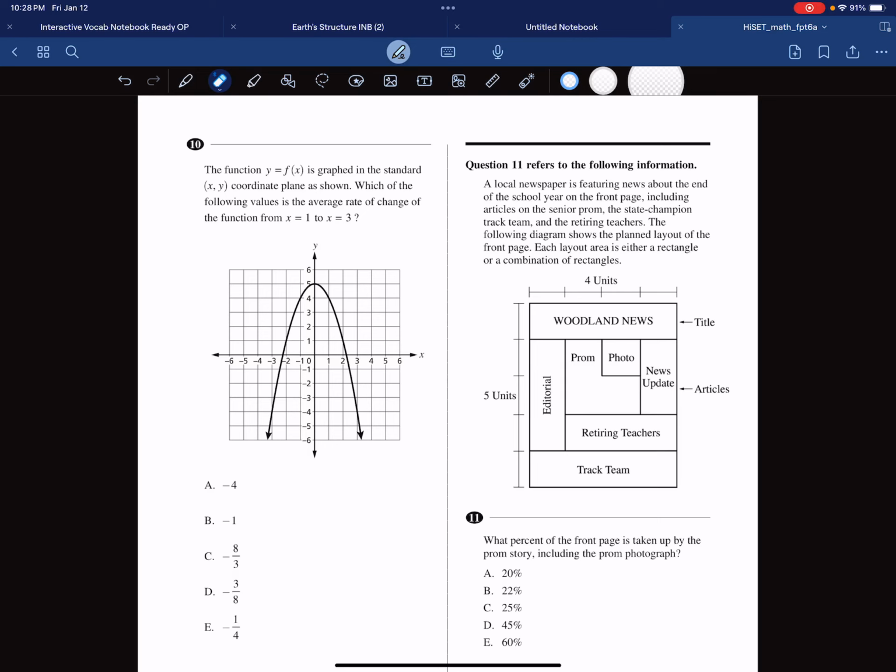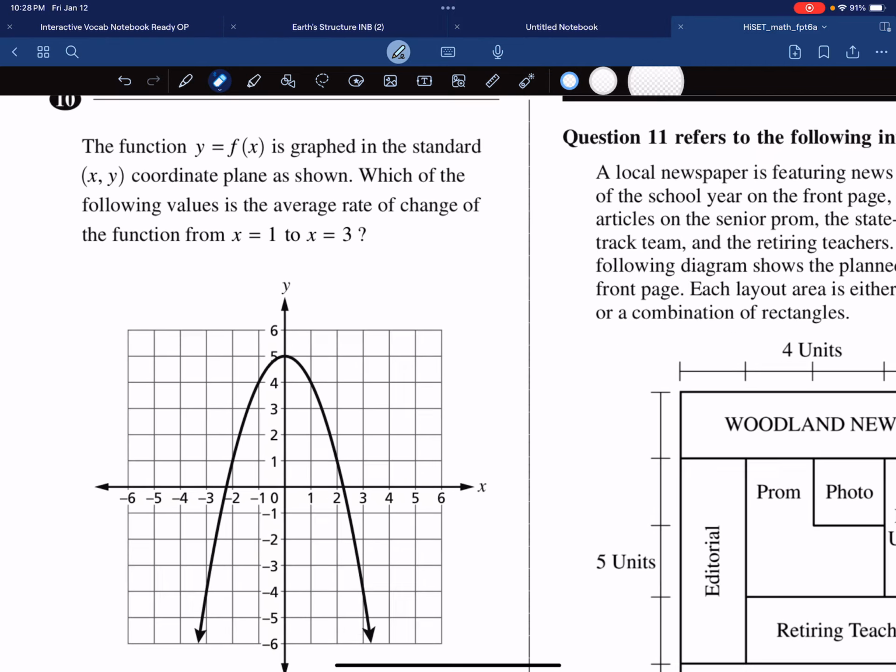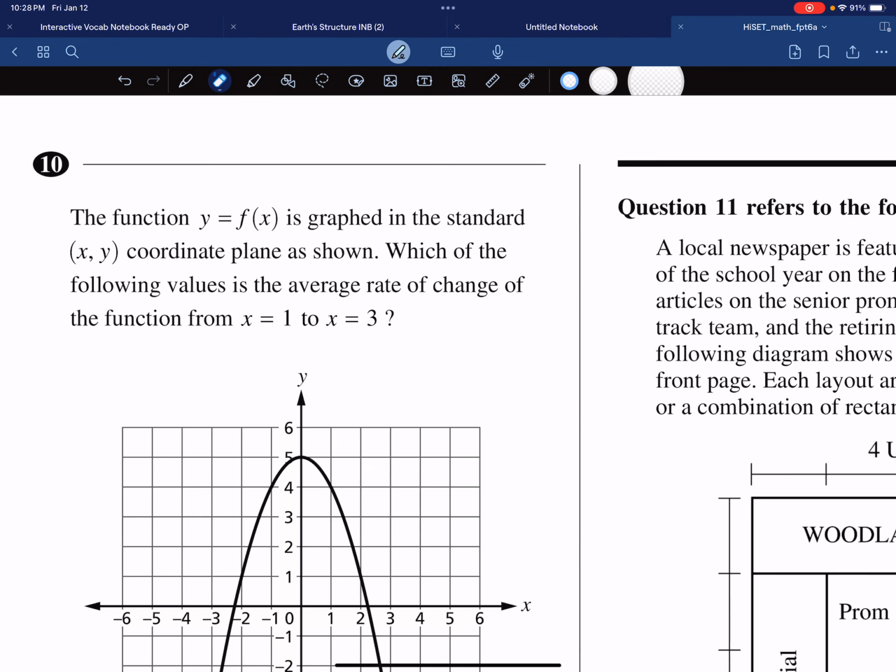Number 10. The function y equals f of x is graphed in the standard xy coordinate plane as shown. Which of the following values is the average rate of change of the function from x equals 1 to x equals 3? So when they say average rate of change in this situation, they are wanting me to find the slope.